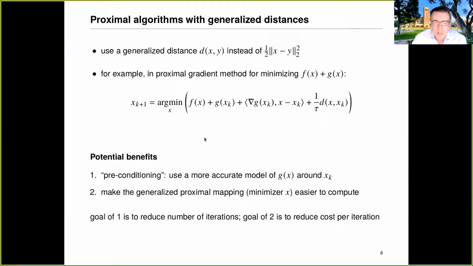Another potential benefit is that the proximal operator might become cheaper, less expensive, than when you use the squared Euclidean distance. And in this talk, the second motivation is actually the most important one that we'll try to exploit.